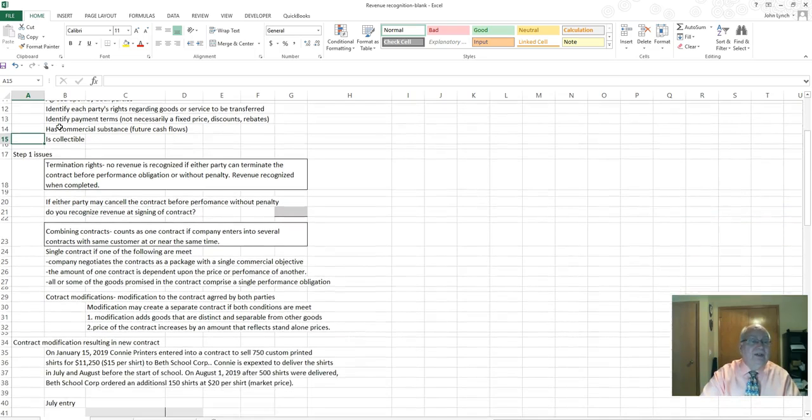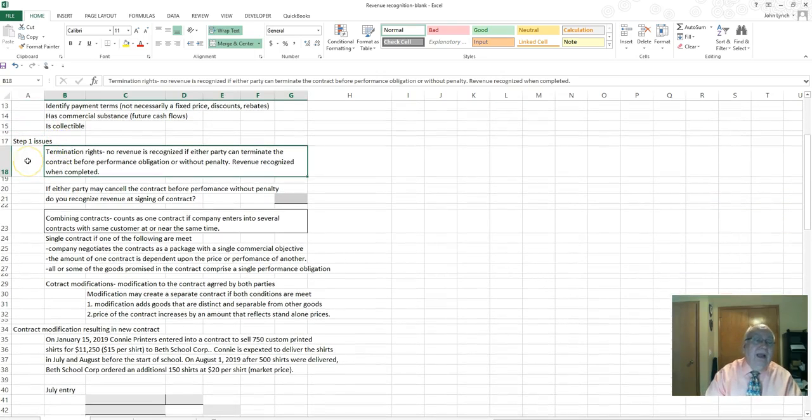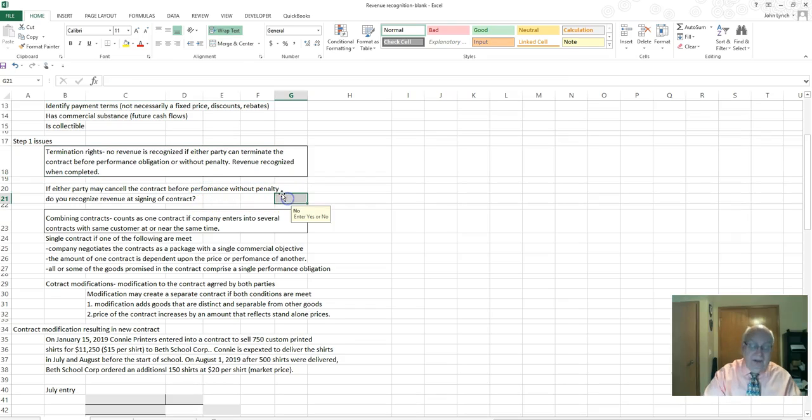Okay. Some of the issues we may have. If you have termination rights, do not recognize revenue if either party can terminate the contract before the performance obligations or without penalty. Revenue is recognized when it's completed. So if either party can cancel the contract before the performance without penalty, you recognize revenue, and of course your answer is no.